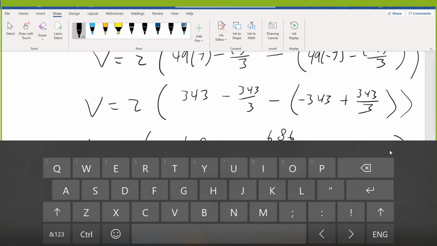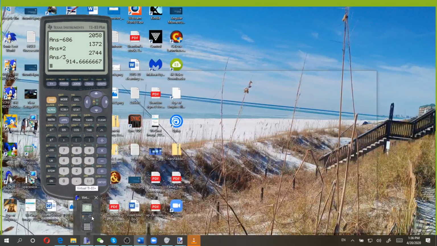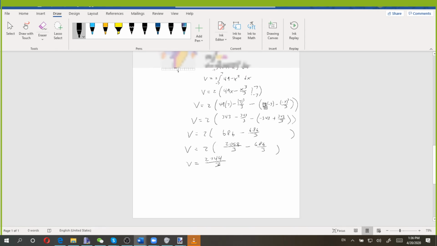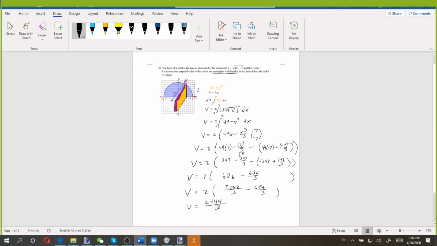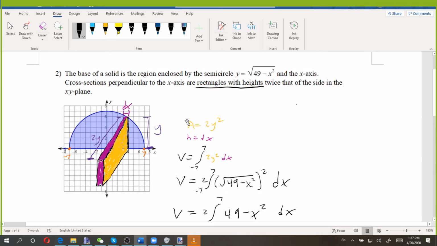So our volume was 2744 over 3. Okay. Any questions on what we did for this one? Again, I'm less concerned with the integration part. I'm a lot more concerned with the setup, since I know you guys can integrate. Any questions on the setup for this one? No. Okay. Last one, then we're done for today.